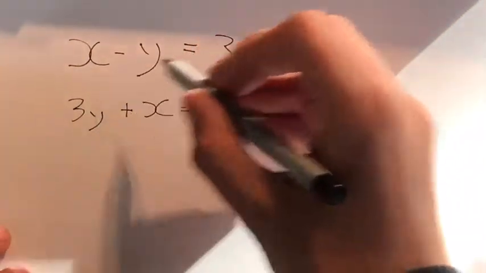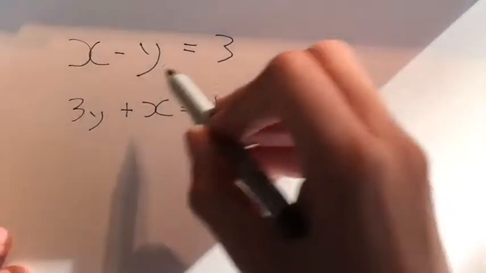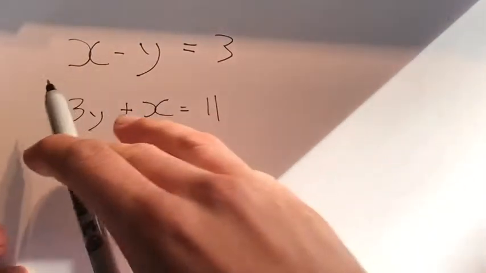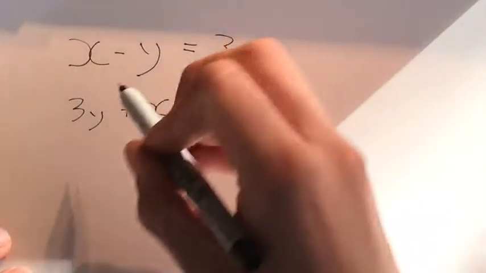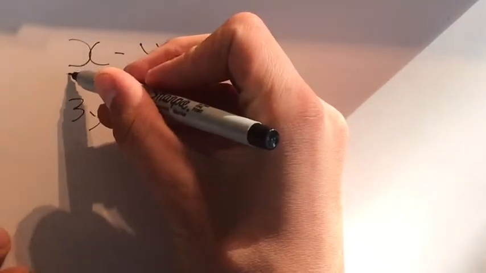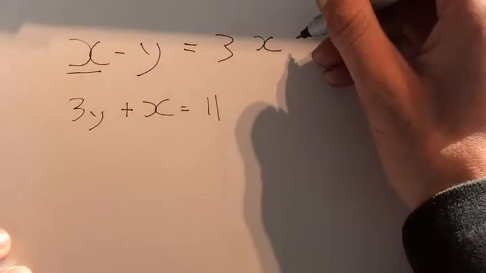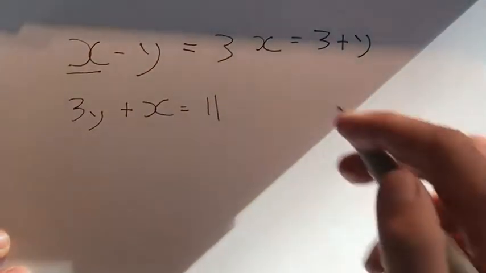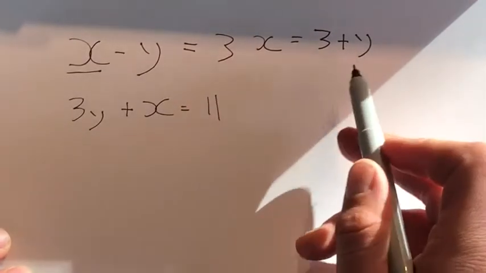Now, what that looks like, for this equation, we have x minus y equals 3, and 3y plus x equals 11. Now, it's easier to do it with this equation because the numbers and the amounts of variables in it are smaller. So what you'd want to do is try to isolate x right here. And to do that, we can add y to both sides, and we'll get x equals 3 plus y.